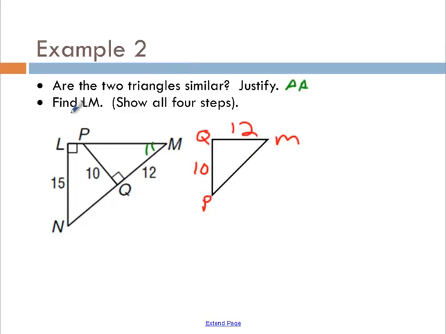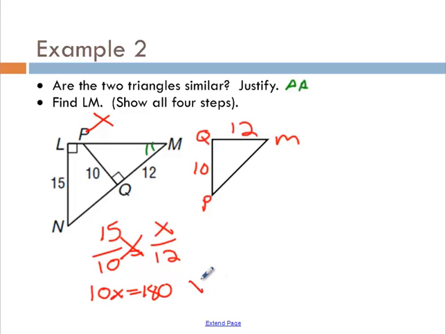My ultimate goal is to find LM, this side up here. Okay, so I have 15 and x, and I have 10 and 12. So 15 over 10 equals x over 12. When I cross multiply, 15 times 12, that's 180. So 10x equals 180. So x is 18. And that's also LM.